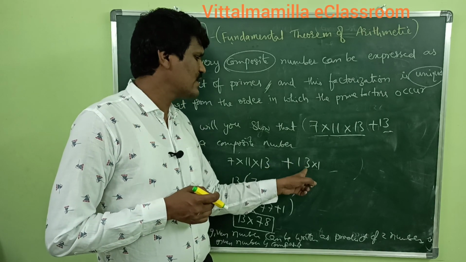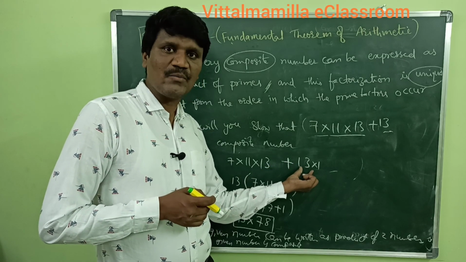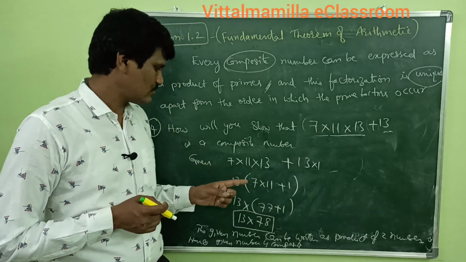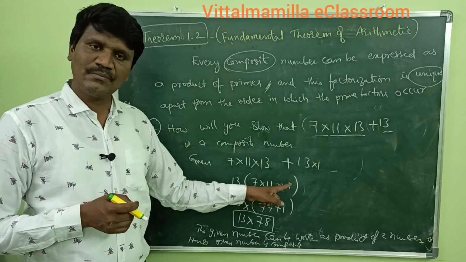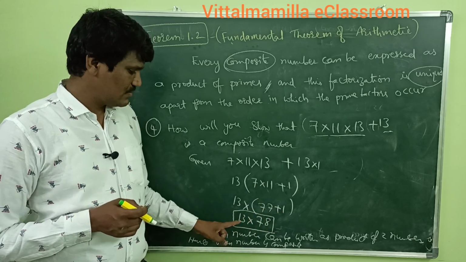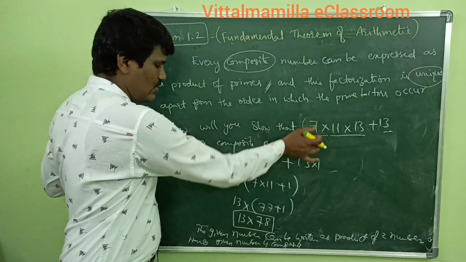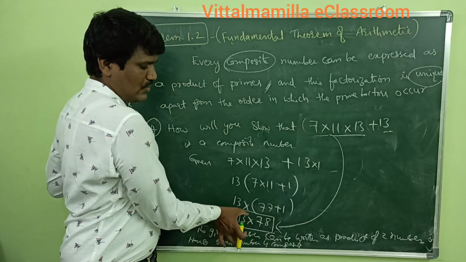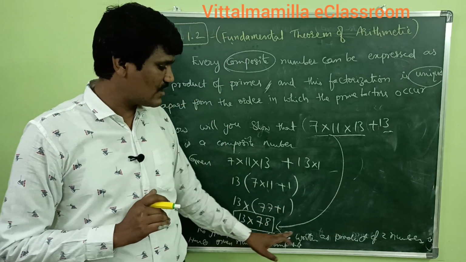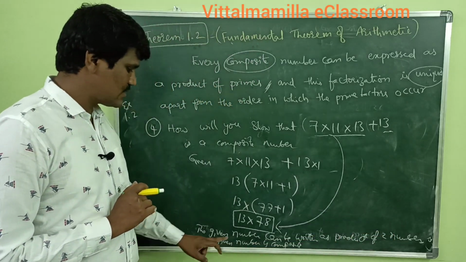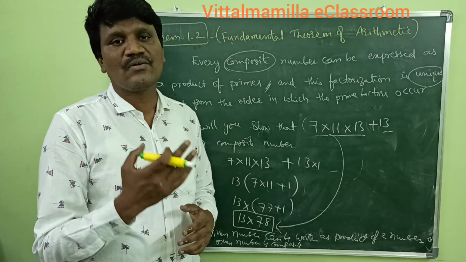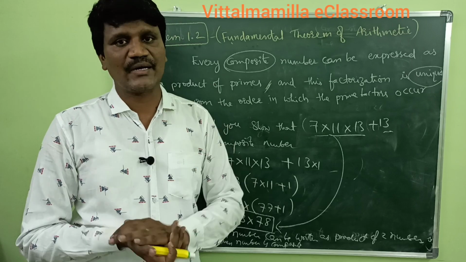Only 13 is there, so if I take 13 common, what will remain? That is why I am writing 13 as 13 into 1. If I take 13 common, 7 into 11 plus 1, 13 same common, 7 into 11 is 77 plus 1, 13 into 78. Now the given number is written in the form of a product of two numbers. So the given number can be written as a product of two numbers, hence the given number is a composite number. Okay, this is about the fundamental theorem of arithmetic.